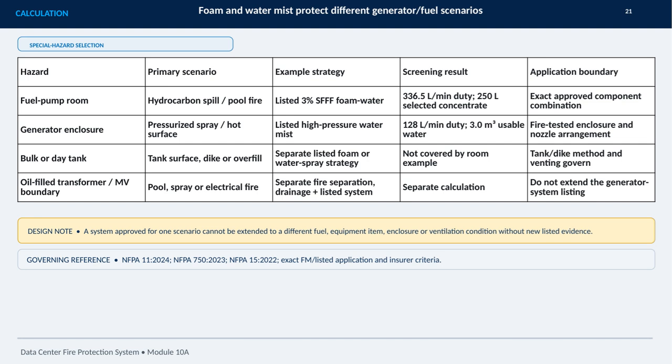Bulk tanks, day tanks, and dikes require their own listed foam or water spray strategy, including appropriate venting. Oil-filled transformers and medium-voltage boundaries also require separate calculations, fire separation, and drainage. The key design note is that approval for one scenario cannot simply be extended to another. Final selection must follow the applicable NFPA references, the exact FM or listing requirements, and insurer criteria.